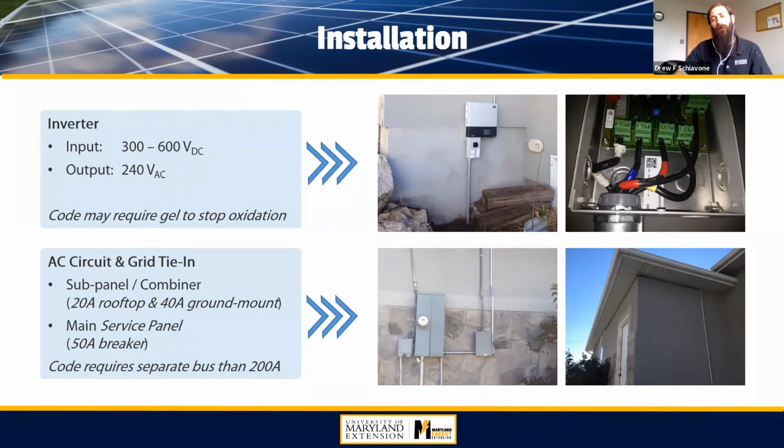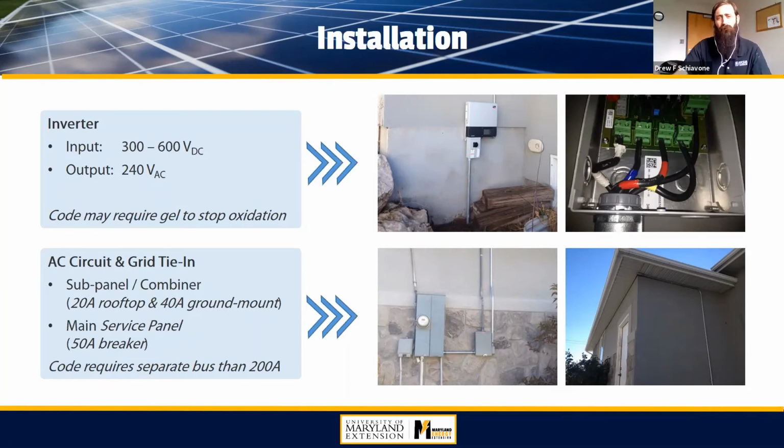So the output from the inverter goes first into a sub panel that was installed. A new sub panel had to go in because there was already a small PV rooftop system on the residence. That sub panel combines those two systems, the rooftop and the ground mount system. And that all feeds into a main service panel. In this case, a 50 amp breaker had to be added to the main service panel. Again, you're going to need an electrician to do this. But that's kind of how that system works.